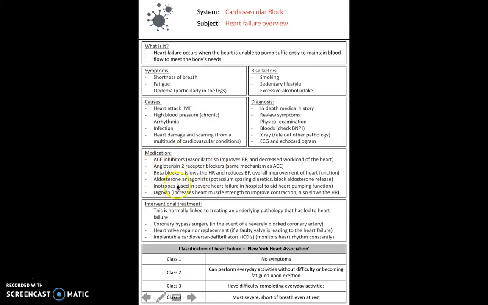Beta blockers are a very commonly used drug, and these slow the heart rate and reduce the blood pressure, so overall this improves the heart function because it's beating less frequently, and obviously the preload is less as we're reducing the BP. Aldosterone antagonists are potassium sparing diuretics. These block aldosterone release, so they work really in a very similar way to ACE inhibitors in the long term. Digoxin can also be used, so this improves contractility and slows the heart rate as well.